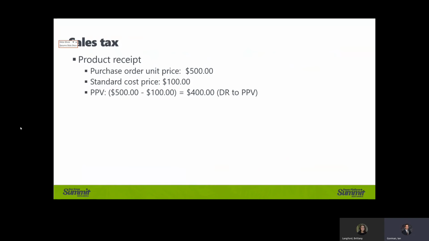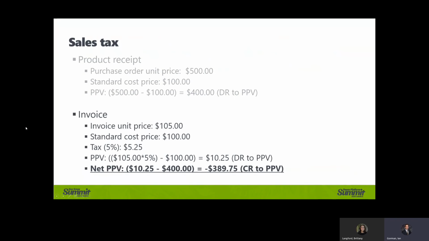The sales tax itself comes into play upon the invoice process. So I'm going to break this down a little bit more slowly to ensure we don't lose anyone here. If the invoice unit price is $105 and the standard cost price is $100, and the same situation as the prior example, then our PPV calculation on the invoice side is currently $5. However, in this example, we have a 5% sales tax that is being applied to the invoice unit price itself.